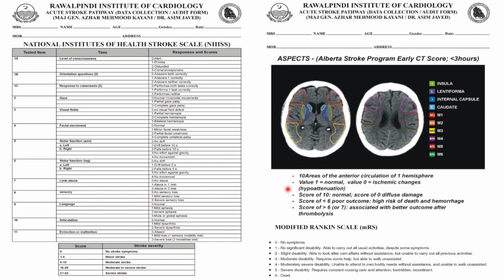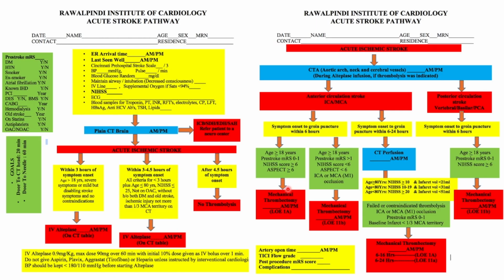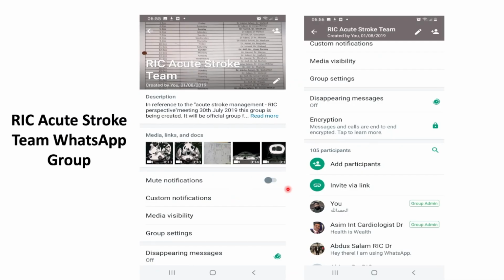Again, we've made these pages which are in printed form available in the ER with all the scoring systems on them, and this is our audit collection, this data collection form which is filled up for every patient. It's the same algorithm that we follow. It moves with the patient file everywhere he goes, and this algorithm is followed. So what we've done in RIC is that we've made an acute stroke team WhatsApp group on which we've got all the ER physicians, the interventional cardiologists, our neurologists, our radiologists, then the CT technicians and our cath lab nurses.